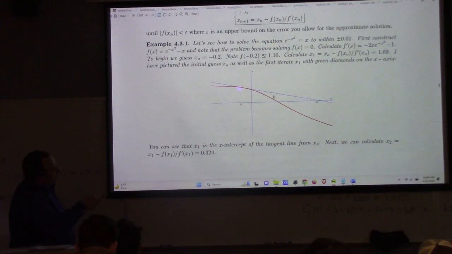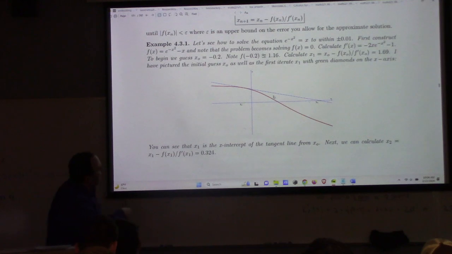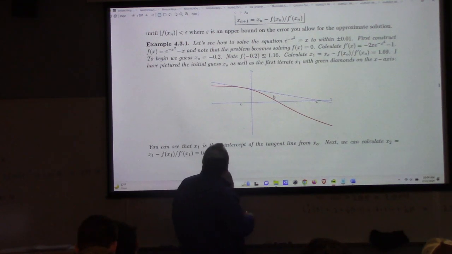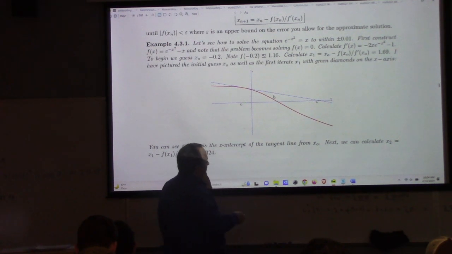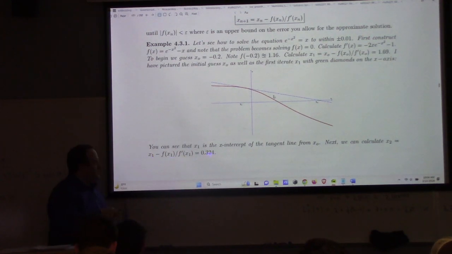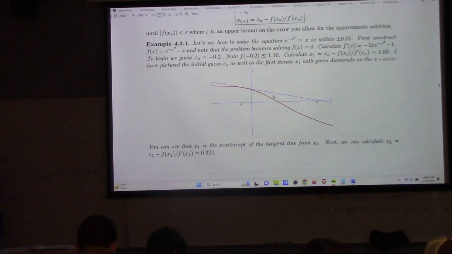So just to show you how it's working, if I make my initial guess 0.2, then that's x sub naught, I guess. If you can, I can't see it, but that's definitely a 1. So there you go. That brings us over to here. That makes my first iteration over there. Next, I calculate x2, and I get 0.324.